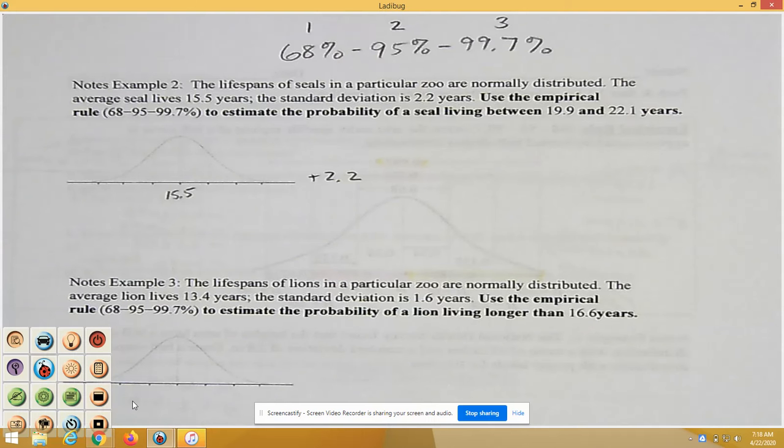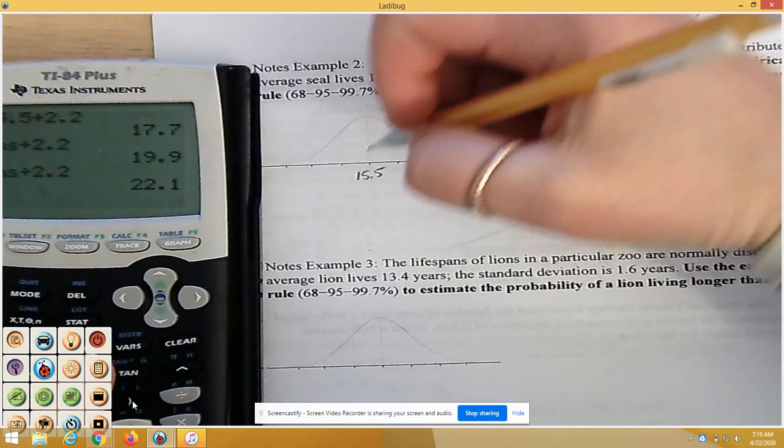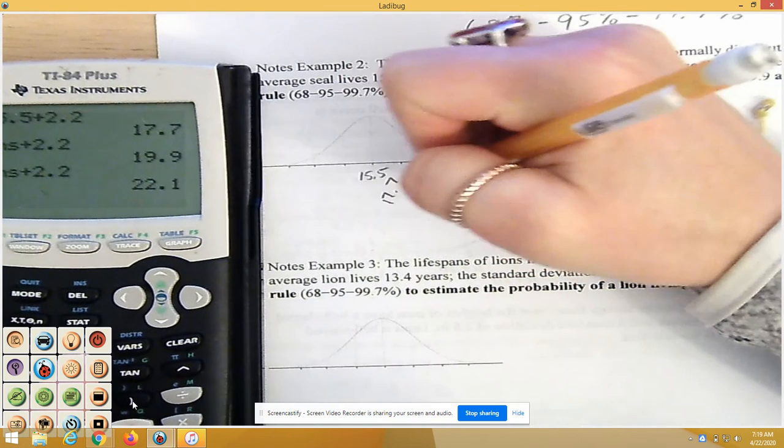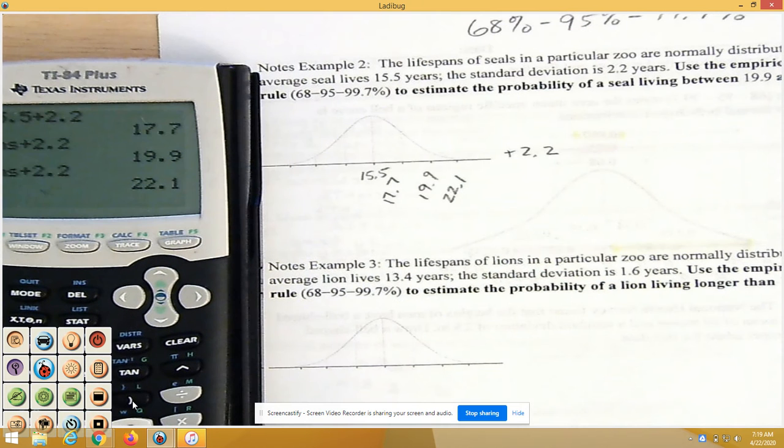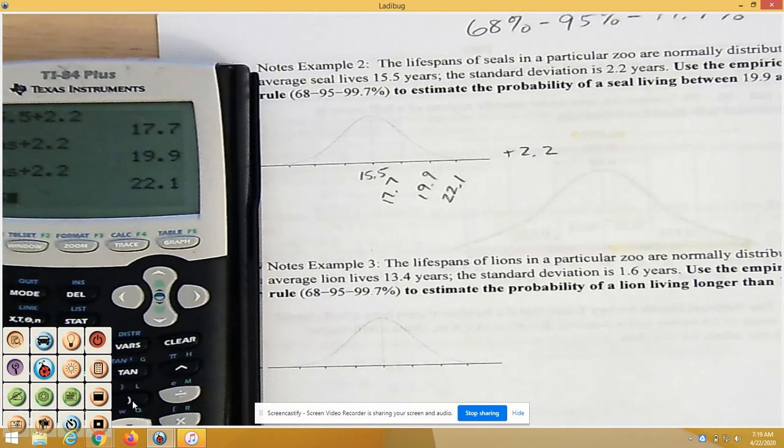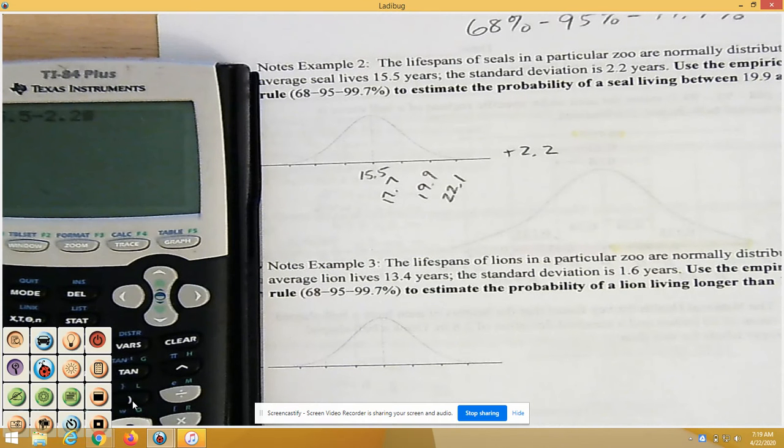Okay, so now I'm going to write those in, and I'm going to kind of write them in on an angle. So 17.7, 19.9, and then 22.1. And then you would do the same thing to the left. So 15.5 minus 2.2, minus 2.2, minus 2.2. Oops, 15.5 minus 2.2, minus 2.2, minus 2.2. Right away, I did something wrong there. All right, so you get 13.3, 11.1, and then 8.9. Okay, and now once you have all those labels down, I'm going to darken this just a little bit.